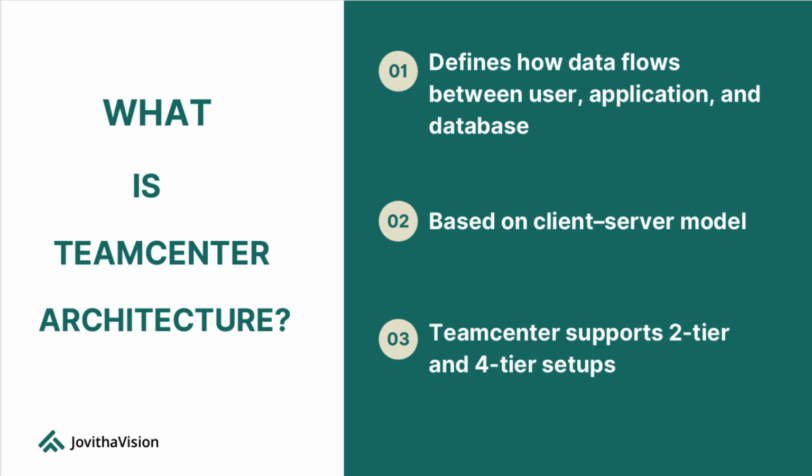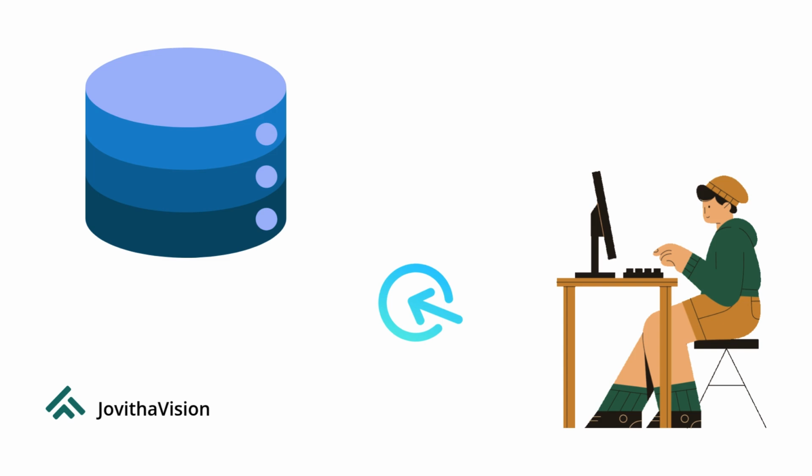So, what is Teamcenter architecture? Architecture means the structure of how data moves between the user, application, and database. Teamcenter follows a client-server model, which means the client, like Rich Client or AWC, is used by users to send requests, and the server processes those requests, connects to the database, and sends back the required data.